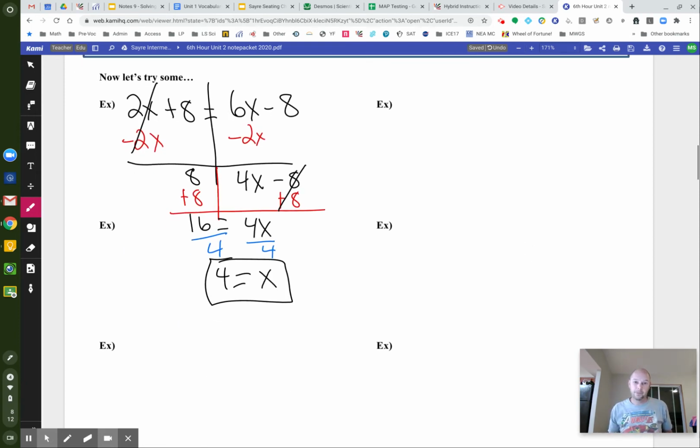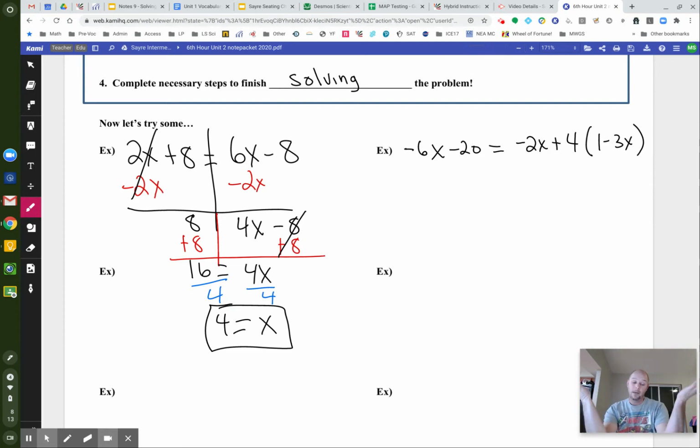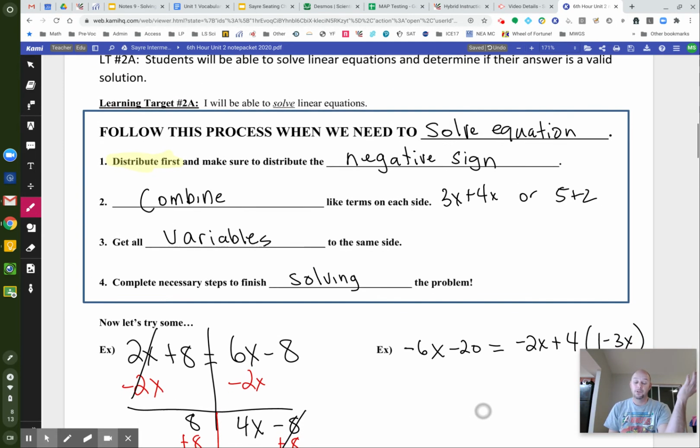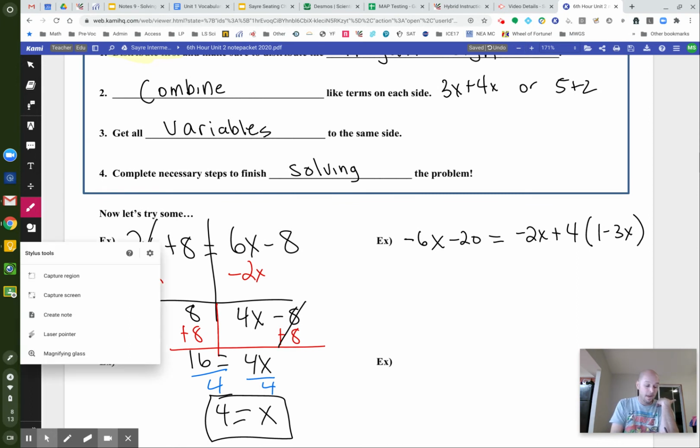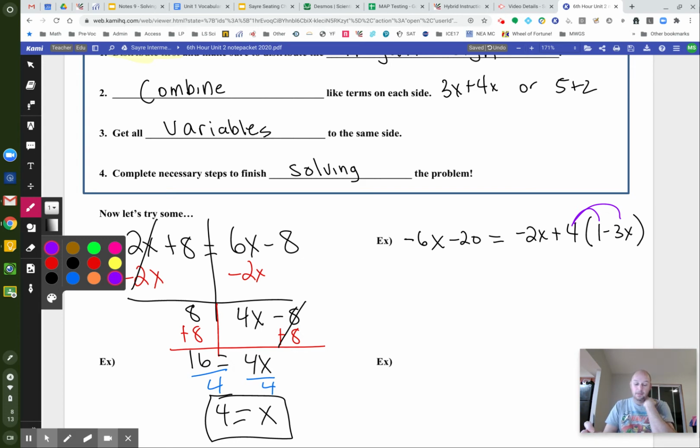And I took up a ton of room, so we'll do another example lower down. I'll write the next one smaller. Okay, so the next example is negative 6x minus 20 equals negative 2x plus 4 times 1 minus 3x. So when I look back at my steps, step 1 is to distribute first. So I'm going to go ahead and do that, because what I have over here is a parenthesis with a number outside, so I have to distribute. So I will make my rainbow. I'll multiply the 4 times both of those things.